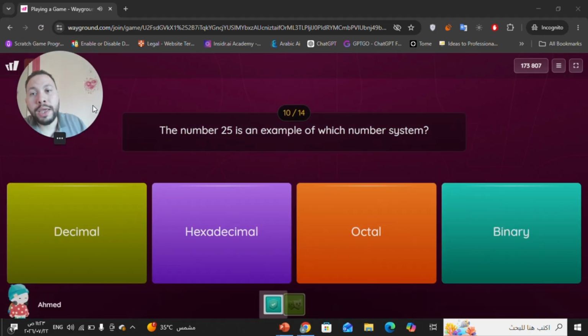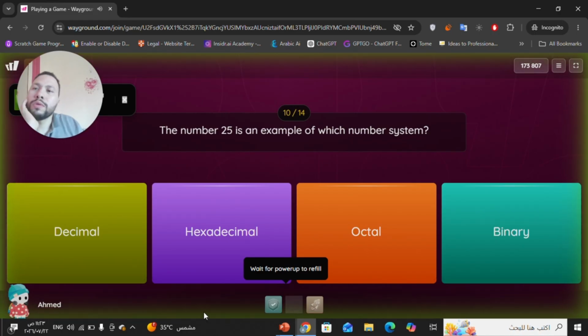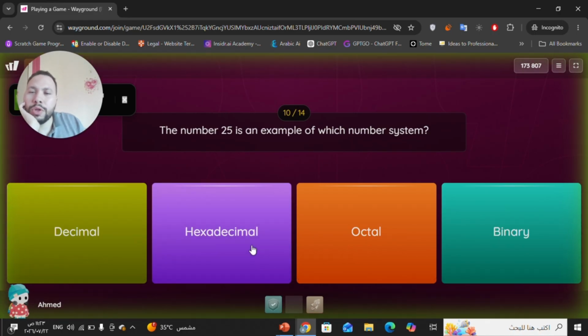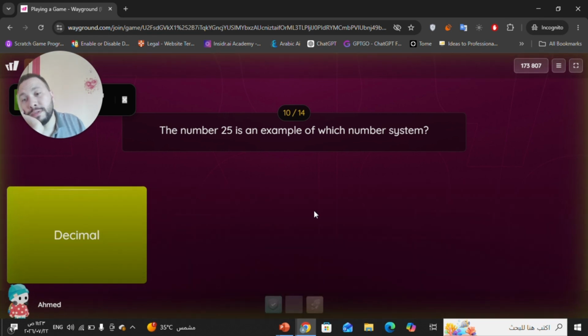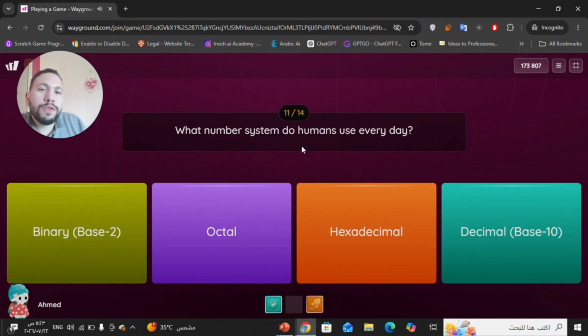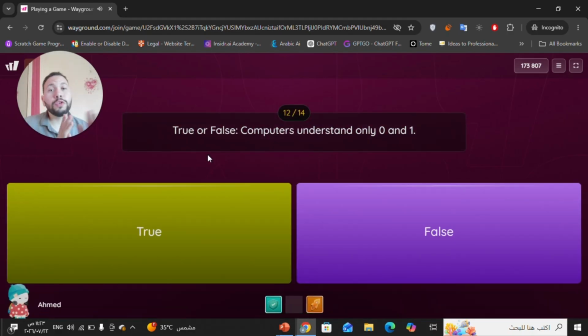The number 25 is an example of which number system? Decimal, hexadecimal, octal, binary. Yes, decimal. What number system do humans use every day? Exactly, decimal, base 10. True or false: computers understand only 0 and 1. True or false?